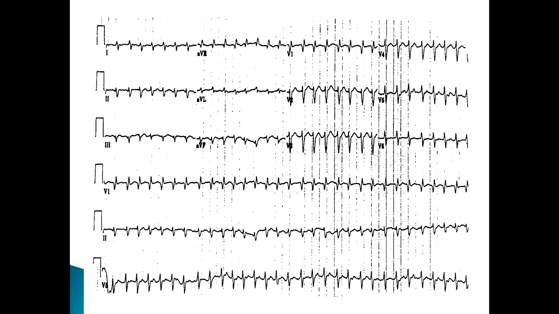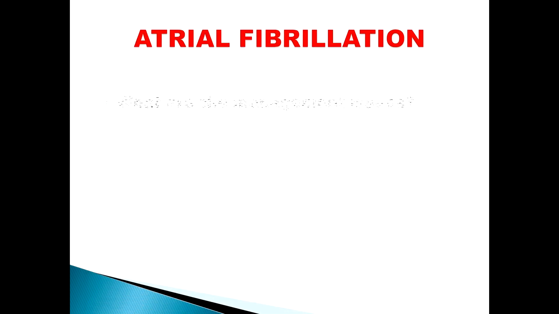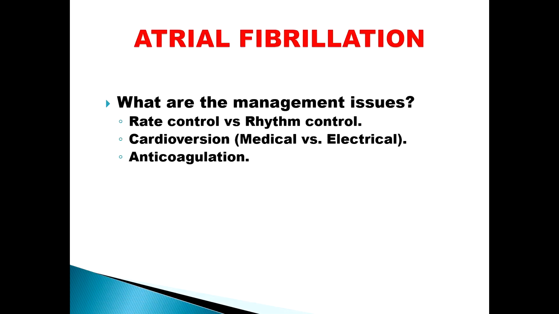Irregular. What will be the diagnosis? Most commonly it is atrial fibrillation. So in atrial fibrillation, what are the objectives: rate control versus rhythm control, cardioversion, anticoagulation. For all practical purposes in our setting, we have to control the rate. If it is less than 48 hours, then cardiovert it. If you are not sure, then go for the medical treatment for rate control and anticoagulation.